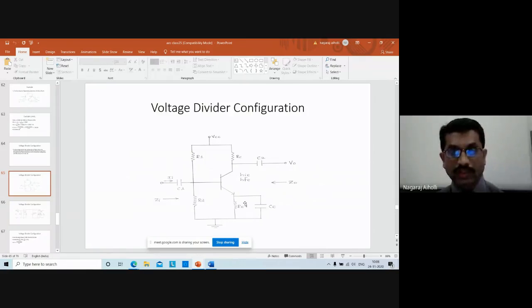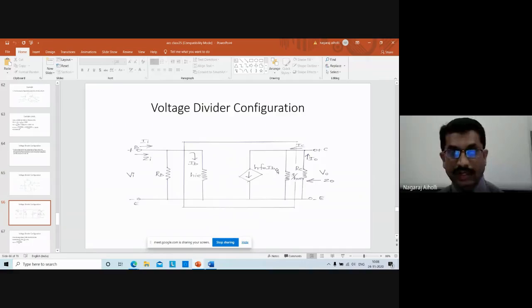Why is this not drawn in the hybrid model here? RE should come here, right? This is the emitter, this is the base terminal, this is the collector terminal, so it should come at the junction of the emitter, HIE and HFE IB. But we are not considering that. Why is it so?